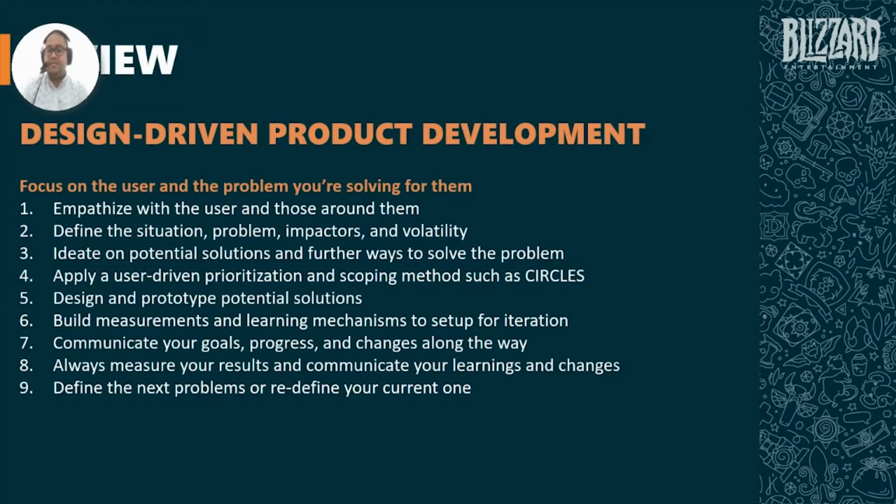And then you want to build measurements and learning mechanisms to set up for iteration. As you build, you want to think about what you're measuring, what your drivers could be, what your key performance indicators are for success in terms of business as well as user value. And then you want to communicate all of that. You want to communicate that in the form of goals and your progress towards those goals, whether they're business goals, organizational goals as a part of a broader company, as well as product goals. And you want to communicate that to stakeholders, users, and your team, so everyone's aligned on what you're doing.